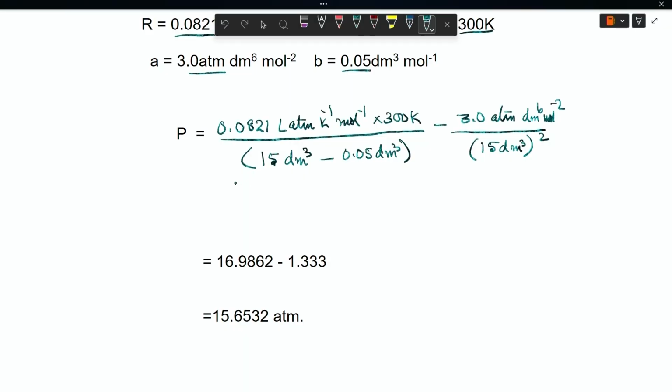Now, substituting that. So, here I have shown that like first term on calculation, you will get a numerical value 16.9862. The second term on calculation will give you 1.333. Now, subtracting that, you will get the answer, that is, since this is in atmospheres and liters, the unit of pressure will be in atmospheres, 15.6532, and that will be the answer for this problem. That is the answer for pressure.